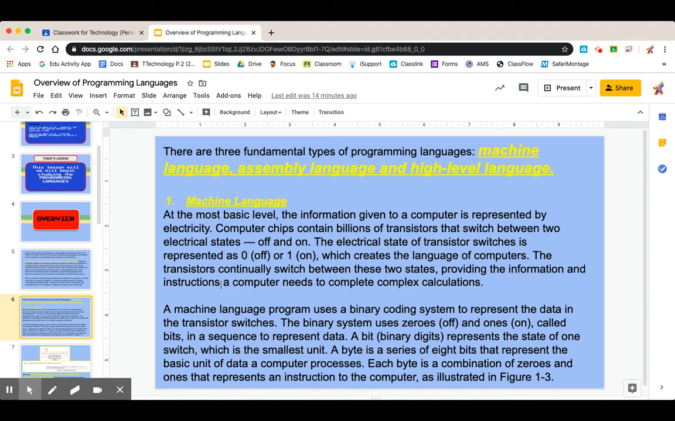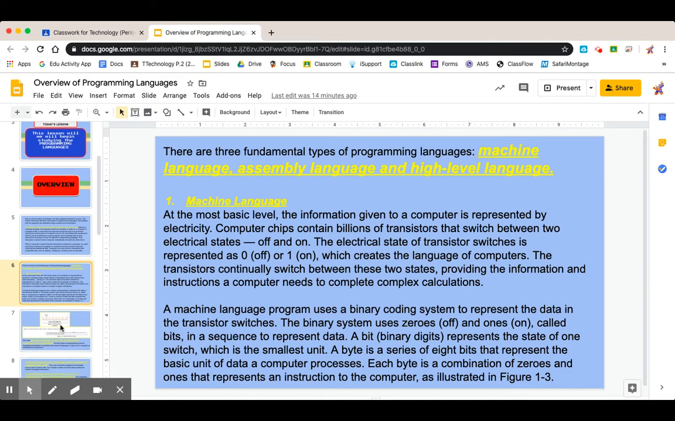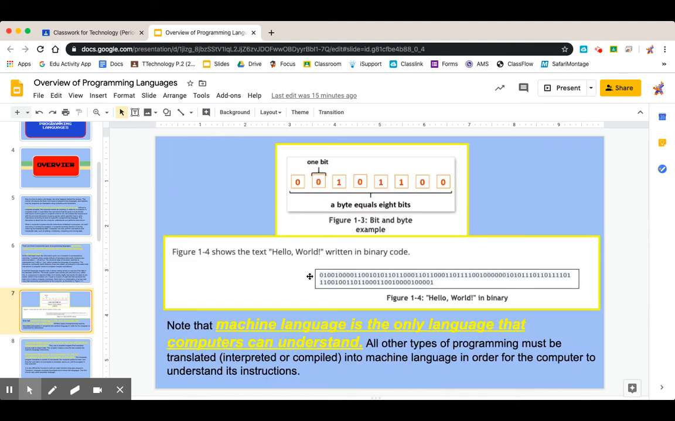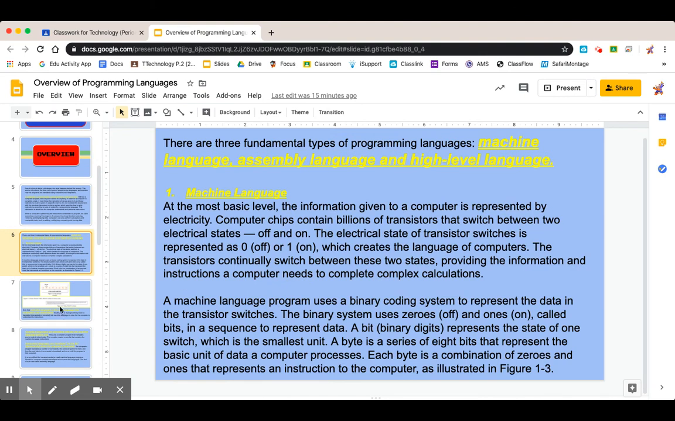It uses a combination of ones and zeros to represent information or data. And we'll get into binary later. So again, I don't want you focusing on what binary is. But machine language is your basic language. It's the language that uses binary coding, the ones and zeros, to represent data. So this is what binary looks like, zeros and ones.